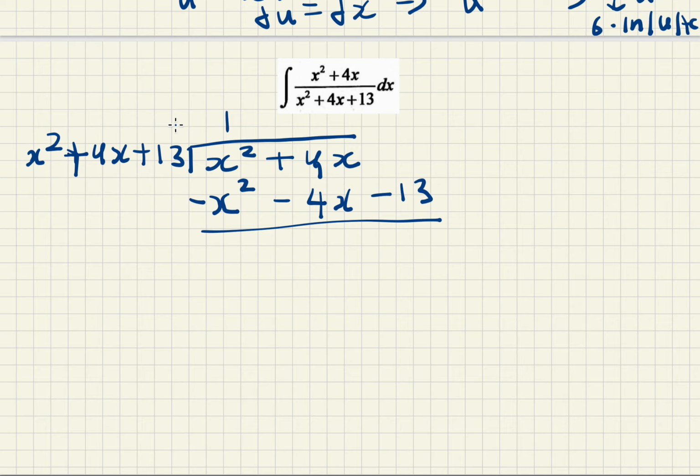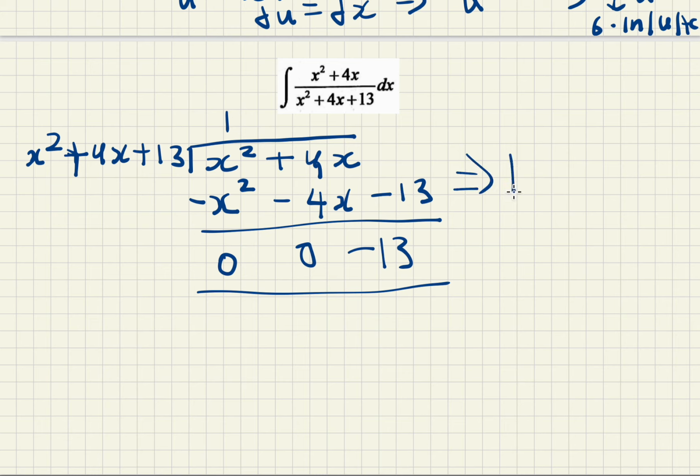Now, like I said before, we need to multiply whatever we got up here by each term. So in the previous question, we only had 2 terms, but in this question, we have 3 terms in the denominator. So we multiply by each term and invert the sign when we write it down here. So x squared minus x squared equals 0. Positive 4x minus 4x equals 0. And negative 13 by itself is negative 13. Now what we have here is a constant, and like I said before, if there's a constant, nothing times a variable will give you a constant. So this is our remainder and this is our answer.